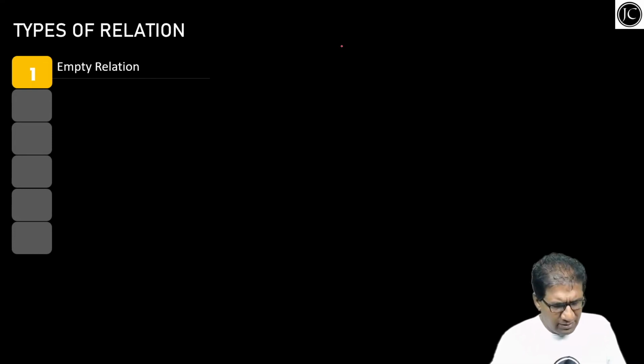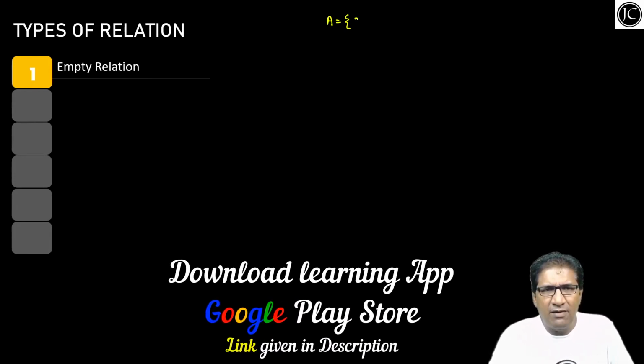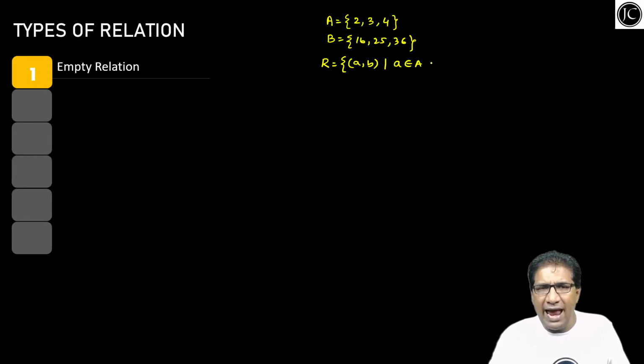मान लो मेरा पास एक रिलेशन है जिसमें कोई भी एलिमेंट्स नहीं है. Is it possible? Let us check. Let us say A is a set of elements, say 2, 3, 4. And B is another set, let us say 16, 25, 36. Correct? Okay, बच्चों, अभी देखो, अगर हम एक रिलेशन यहां पर डिफाइन करें कि these are the sets of ordered pairs (a, b) such that a belongs to A and b belongs to B, और जो कंडीशन दिया हुआ है वो ऐसा है कि a cube is equal to b.